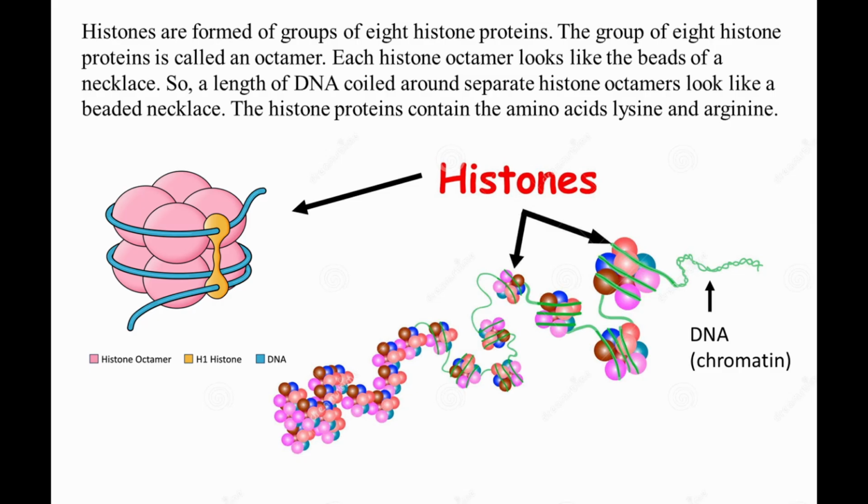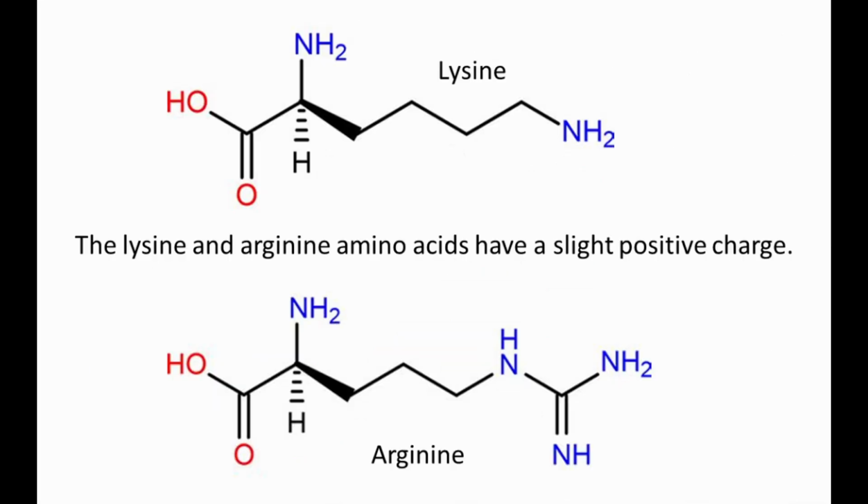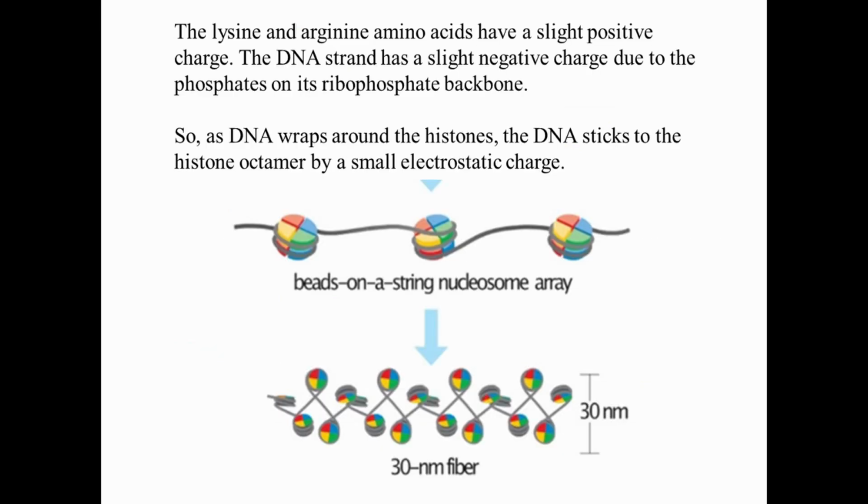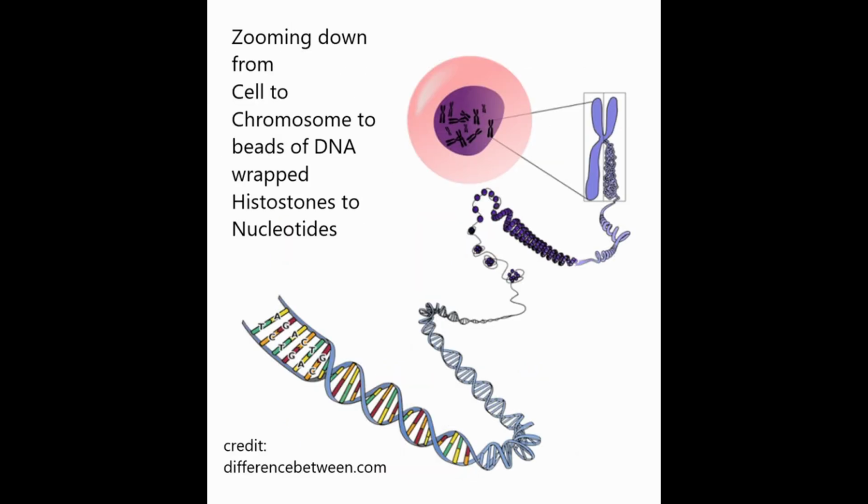The histone proteins contain the amino acids lysine and arginine. The lysine and arginine amino acids have a slight positive charge. The DNA strand has a slight negative charge due to the phosphates on its ribophosphate backbone. So, as DNA wraps around the histones, the DNA sticks to the histone octamer by a small electrostatic charge. The figure shows a zoom down from the cell with a nucleus, down to the chromosome inside the nucleus, down to the histone beads inside the chromosome, down to the double helix of the DNA, and finally down to the individual nucleotides that make up the DNA double helix.